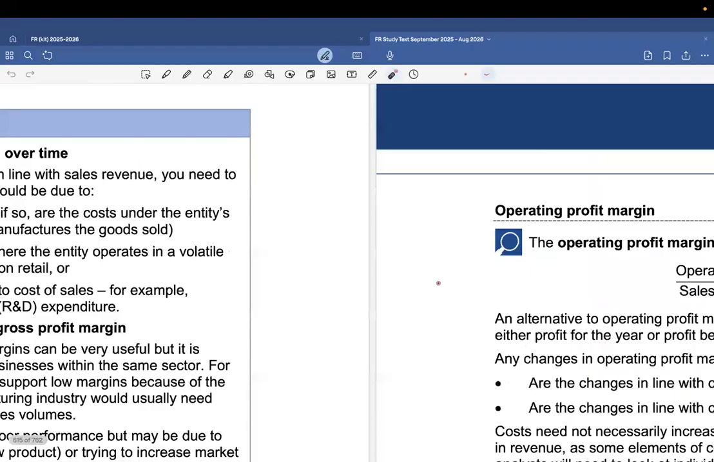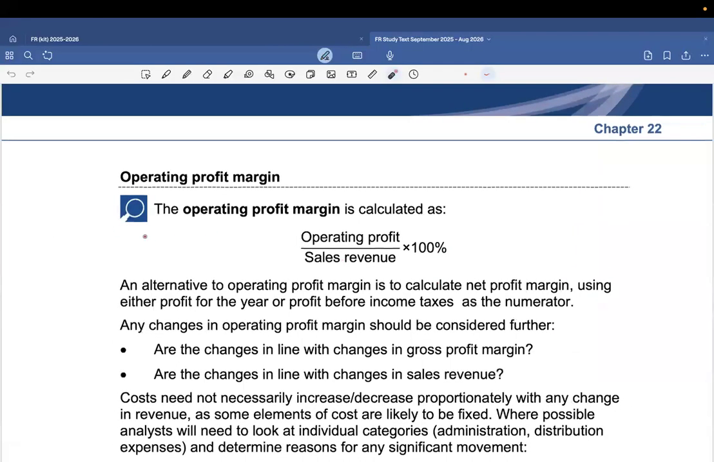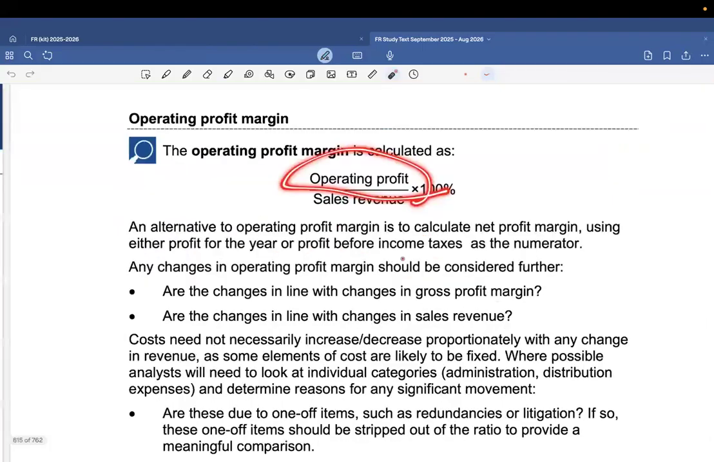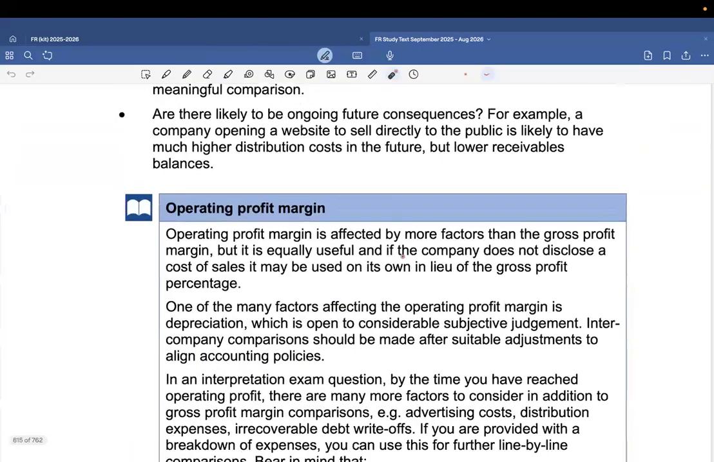Clear? Okay, next is operating profit ratio. This is operating profit divided by sales revenue. So under the new IFRS 18, we have the revenue, cost of sales, gross profit, and then the operating expenses, and then comes the operating profit, right? So that is the operating profit that you're supposed to take here. Understood?